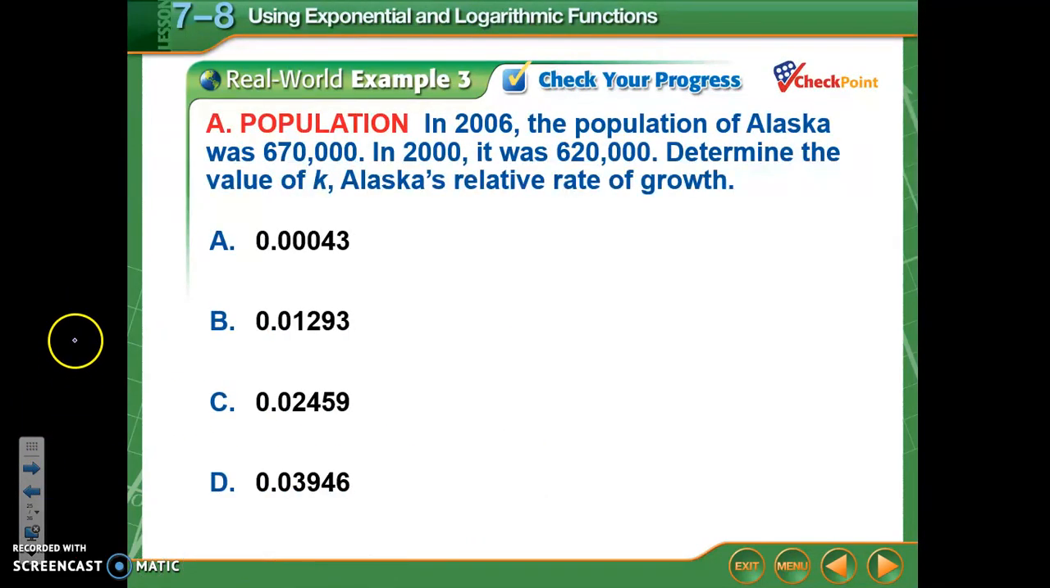All right, please try. This one is about the population of Alaska, so you're going to start out by finding the value of k like we did in part A of the previous example. All right, your answer here should be B.